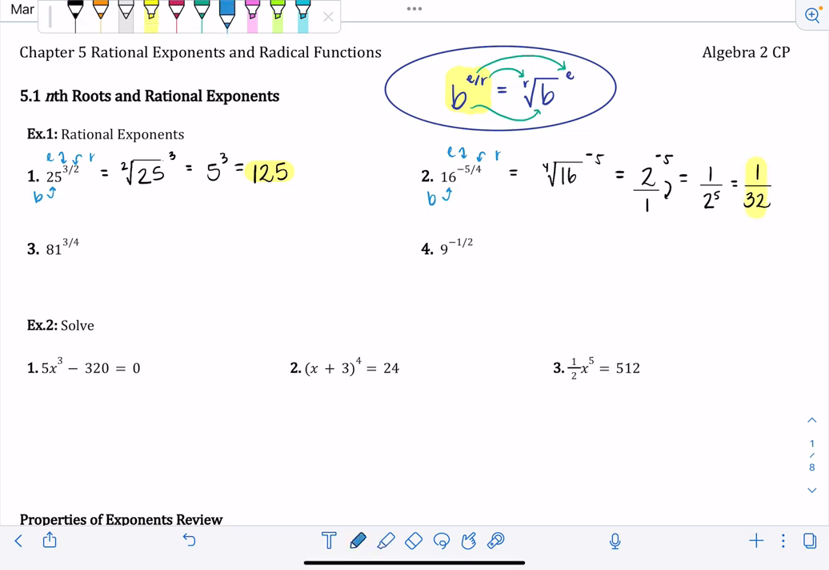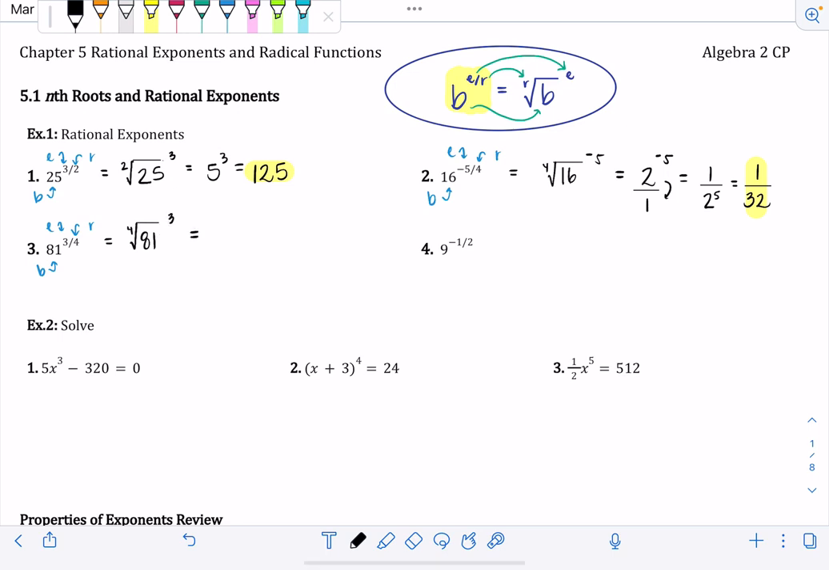Number 3, 81 to the 3/4. So our b is 81, e is 3, r is 4, so 81 is going inside the radical. It's going to be a 4th root again because r is 4, and then e, 3, is the exponent. So like I said, you can put the 3 inside here, but it wouldn't really do that much good because then you'd have to take the 4th root of a bigger number. I think it's easier to take the root first and then use the exponent after.